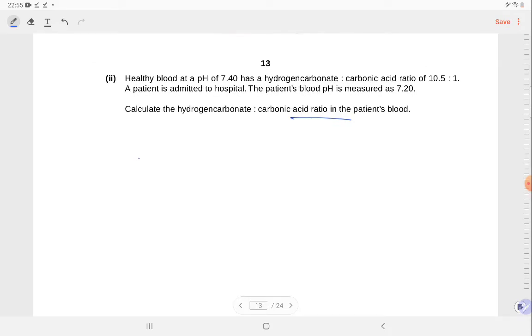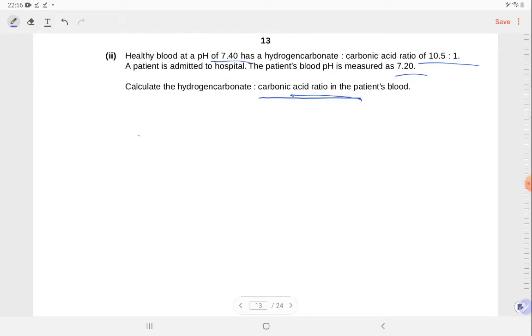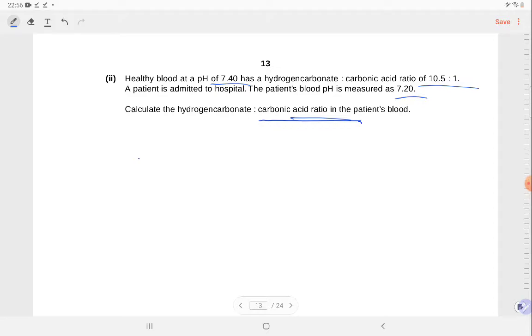So anyways, they've already given you what you need in order to work out what they're asking. You've got the pH of healthy blood, and they've given you the ratio of hydrogen carbonate to carbonic acid, and they've also given you that the patient's blood is measured at 7.7. So quickly highlight the stuff they've already given you. They've given you 3 different sets of values, which is super important in working out the actual ratio, which is the actual question itself. That makes sense. Okay, so let's work with the blood at 7.4.